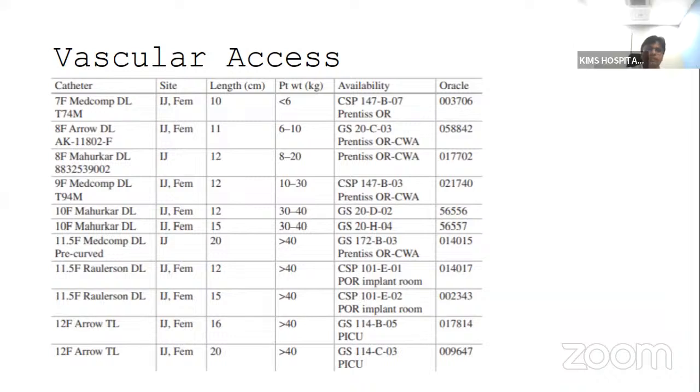In most clinical practice, if the child is less than 6 kg, we will place a 6.5 French catheter, which is readily available. If the child is between 6 to 10 kgs, we'll consider putting an 8 French. If the child is between 10 to 20 kgs, we'll consider putting the 10 French. Above 20 kgs, we can consider using 11.5 to 12 French. So that is the thing.